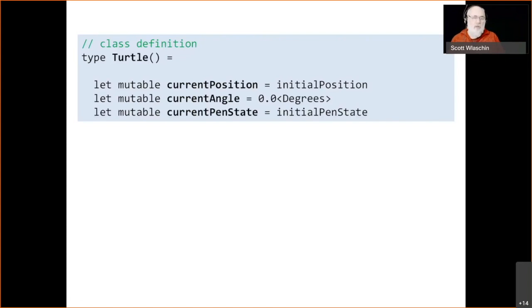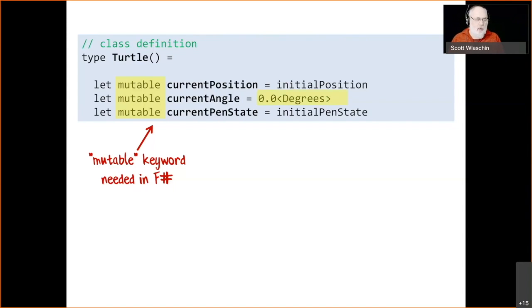So let's look at the code. This is the F# version of object-oriented code. I have a turtle class, and there are 3 different fields in the class. And in F#, mutability is something you have to ask for. Everything is immutable by default. So you have to use a special mutable keyword if we want to modify the fields.